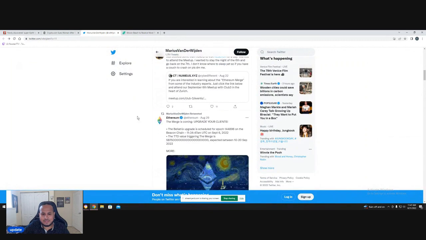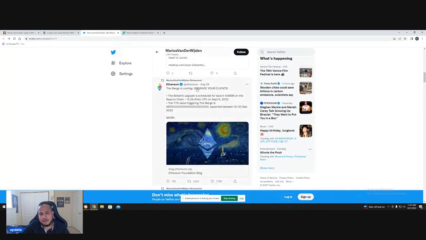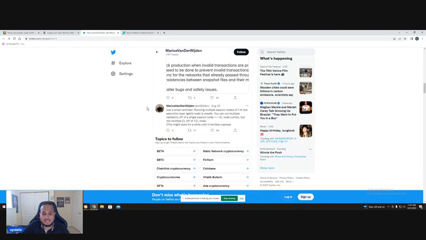This is another one I was looking at. The merge is coming. Upgrade your clients. The Bellatrix upgrade is scheduled to approach on the Beacon chain September 6, 2022. But it's saying that they'll release it to the public September 15. Just a small reminder, running multiple Beacon nodes off one execution layer isn't safe. You can run multiple validators off a single Beacon node.